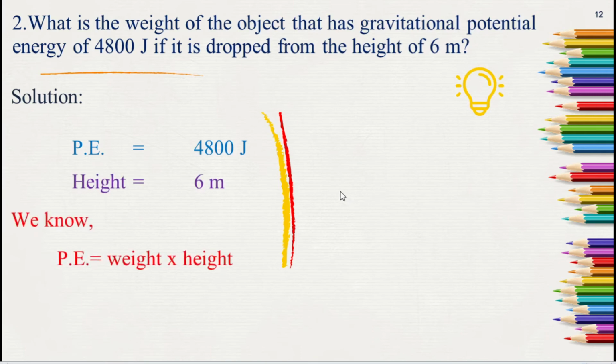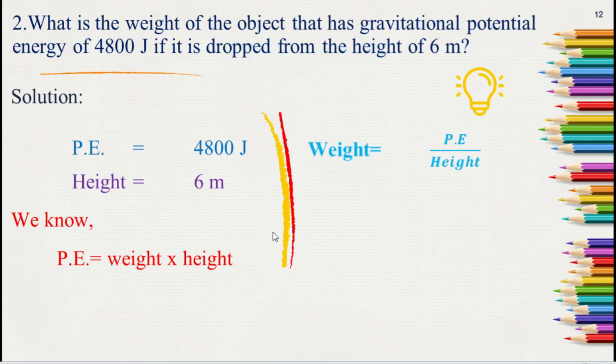Already we know the formula for potential energy, weight into height. Before, we wrote it like this, m into g into height, but here we have written weight into height. So where is the m and where is the g? Students, weight is measured as mass into gravitational force. When we multiply mass into gravitational force, we get weight. In this question, weight is what is given, so I wrote the formula as potential energy equals weight into height.